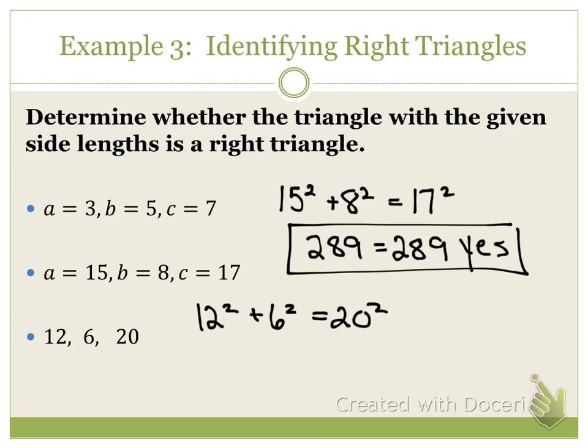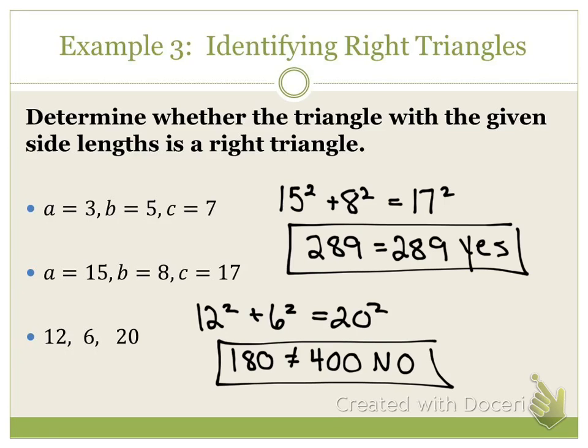Well, 144 plus 36, 180. Does 180 equal 400? No. So you put a line through it and you say no. All right? And if you understand that, that's everything you need to know for 9.3.